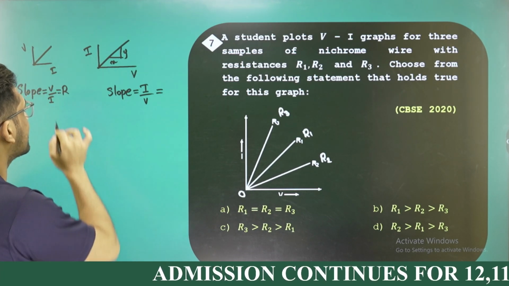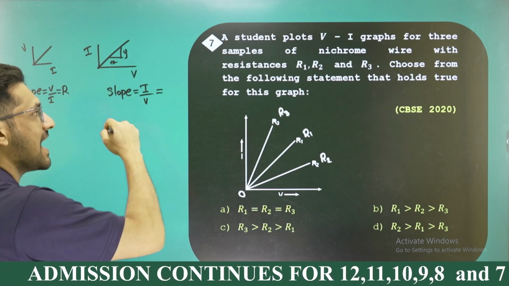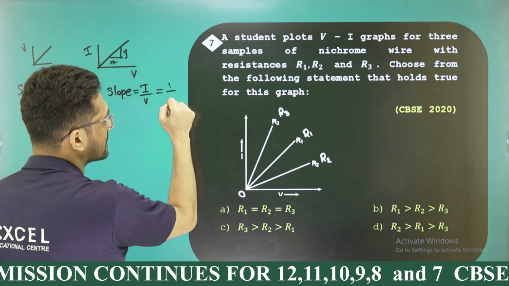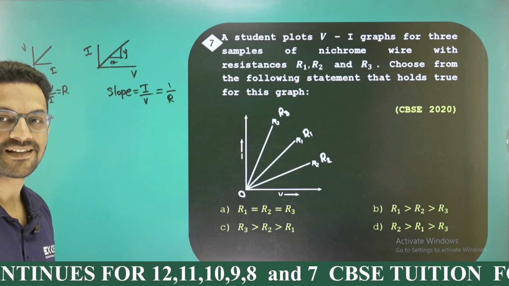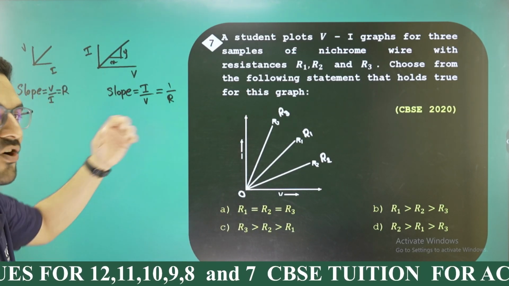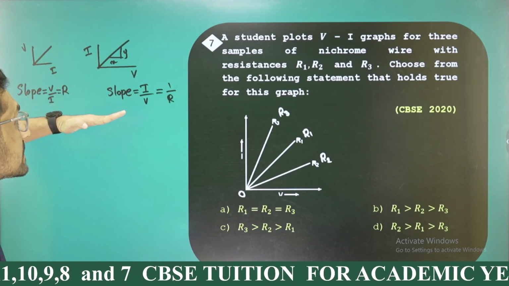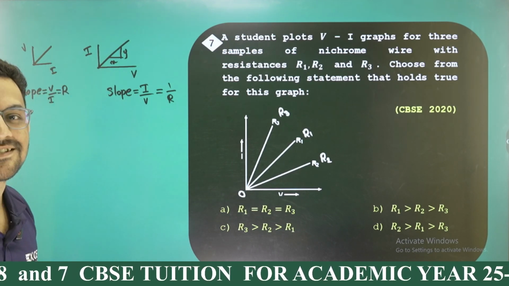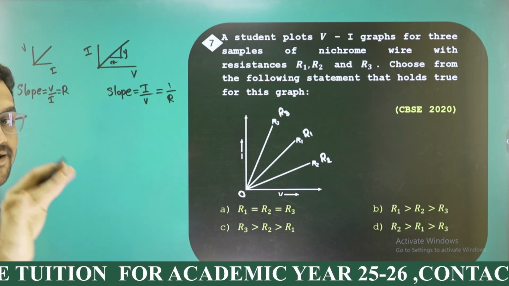Because resistance is voltage by current, current by voltage is the reciprocal of the resistance. It's actually conductance, the reciprocal of the resistance. What happens in this graph? If slope is high, resistance is low. Understood? If slope is high, resistance is low.